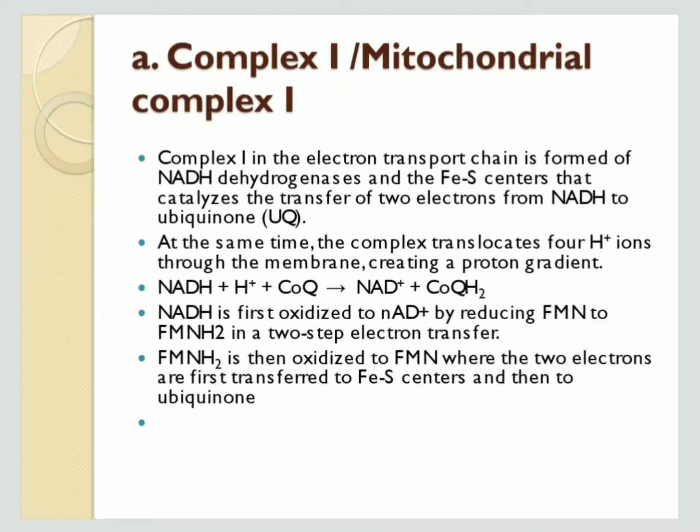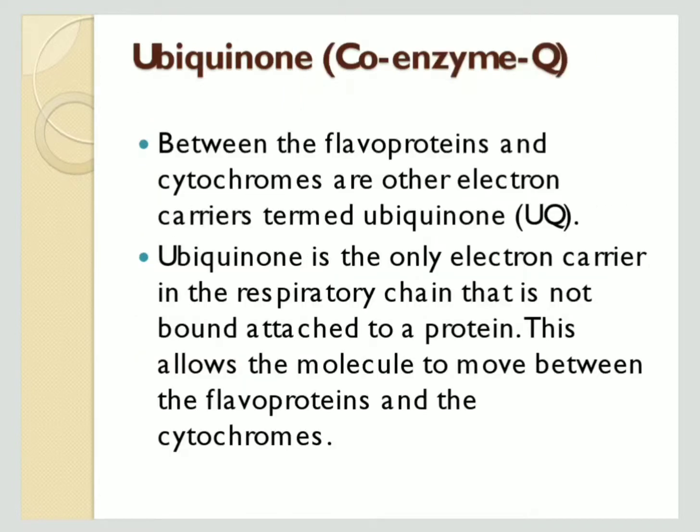So next, ubiquinone. The electrons from complex 1 will be transferred to the ubiquinone. Ubiquinone is an electron carrier in the respiratory chain that is not attached to a protein. This allows the molecule to move between the flavoproteins and the cytochromes, and it will transfer the electrons to the next complex, that is complex 2, which is the smallest one.